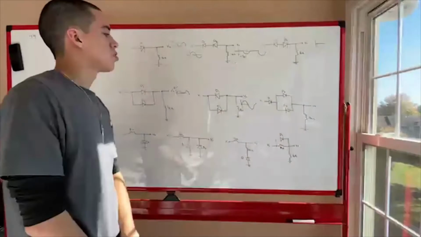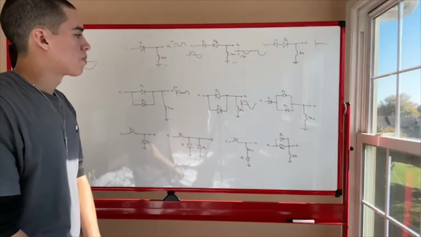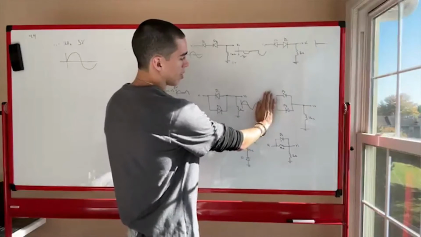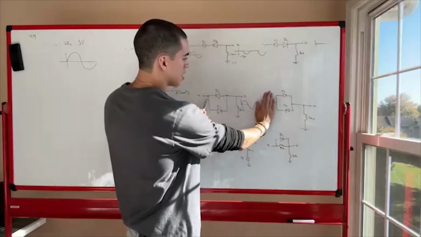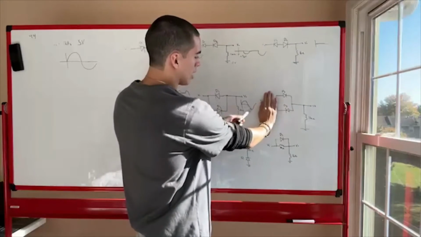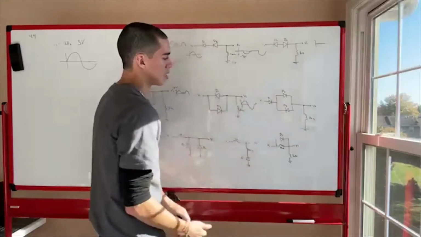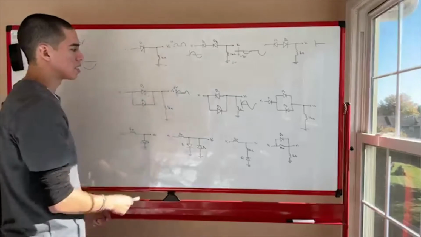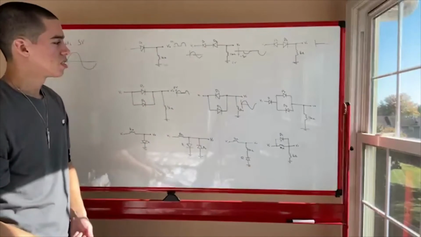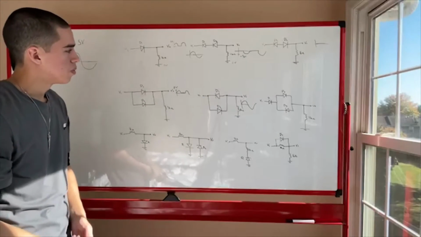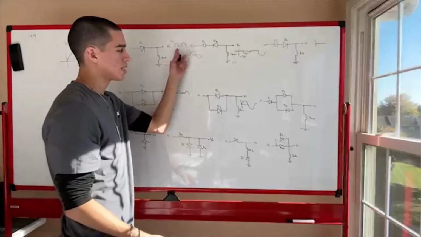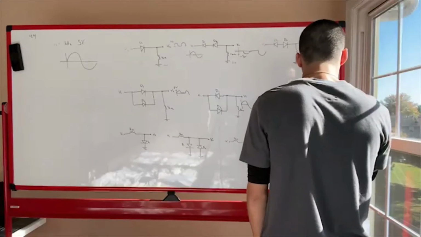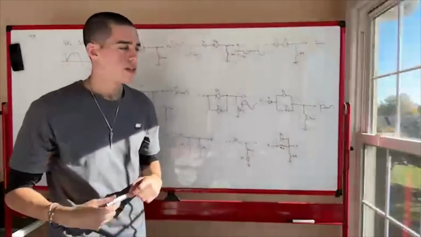How about this one? Let's see. Honestly, I just thought about this right now. This is the same circuit as this. So it would act like this, but we've introduced this D1. And this D1 would block the negative piece of the sine wave. So we can conclude that the circuit's going to operate like that. Yeah, that's how it would work.